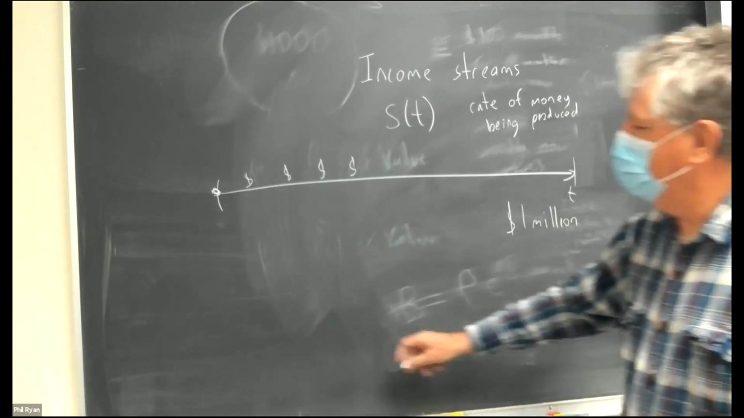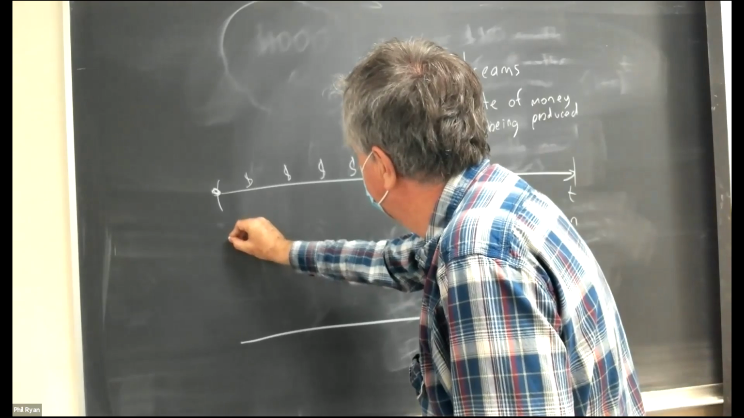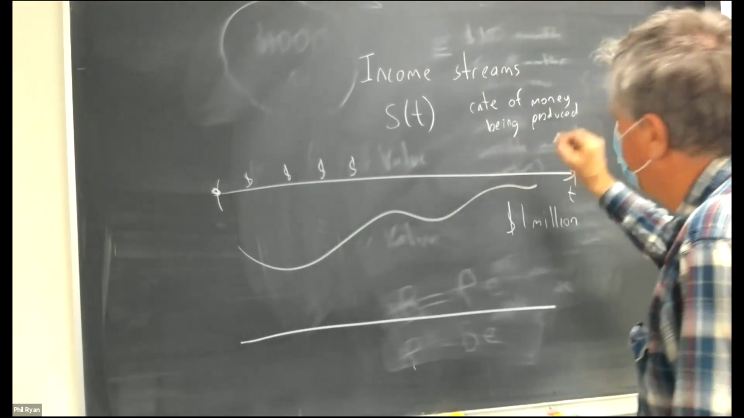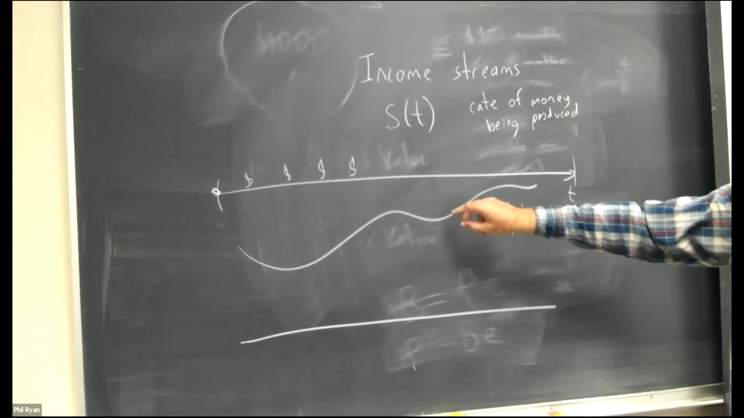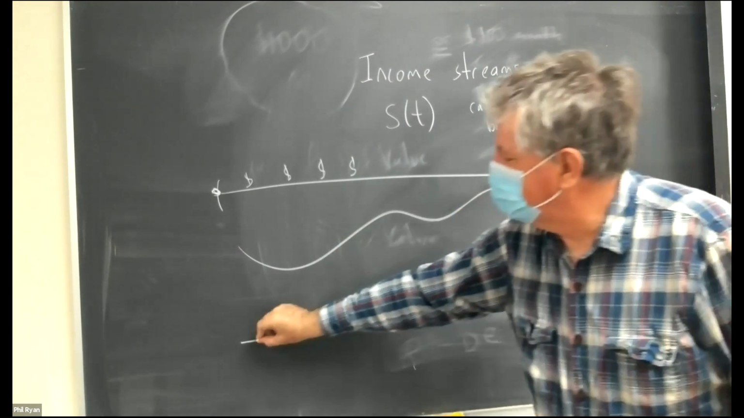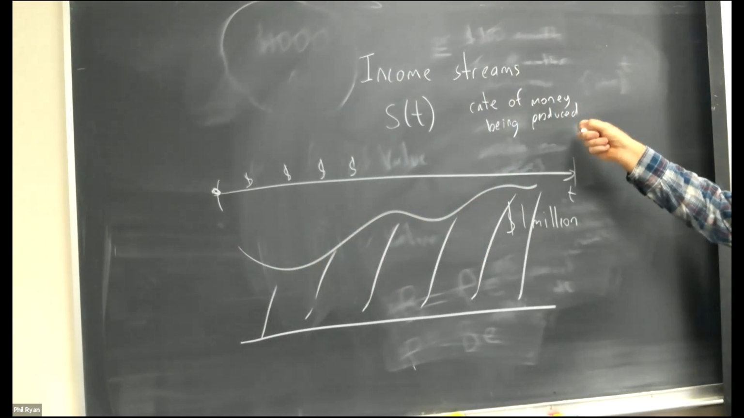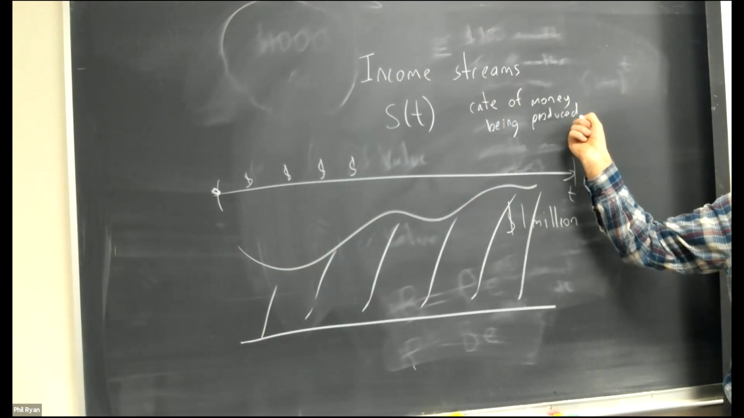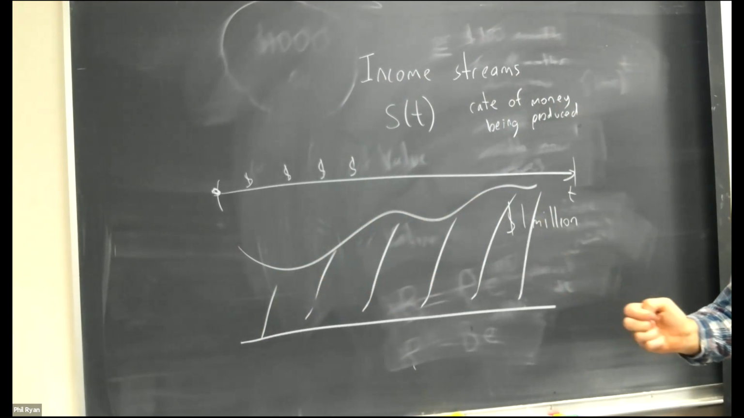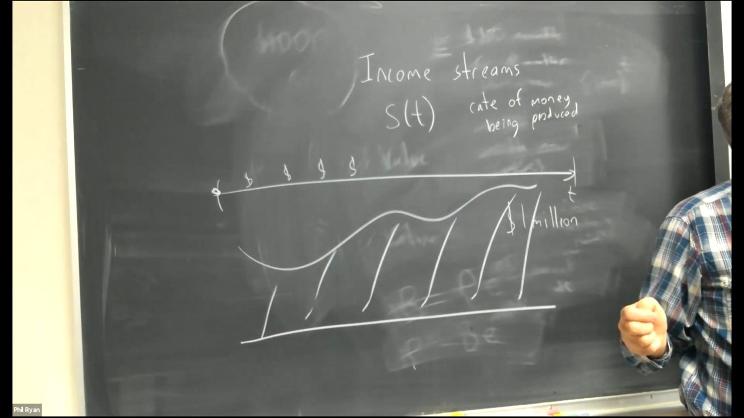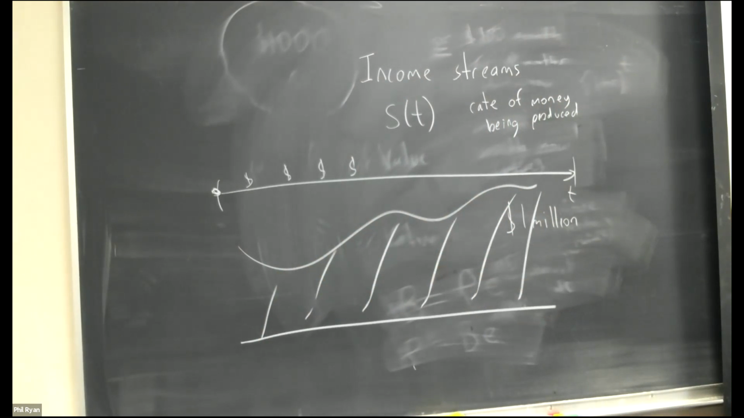But if we plotted the income, if this is the rate at which money is being produced, then the area under here, if this is money per day, dollars per day, and this is days, the area is going to be dollars per day times days. It's going to be dollars. So this area actually gives us wealth.